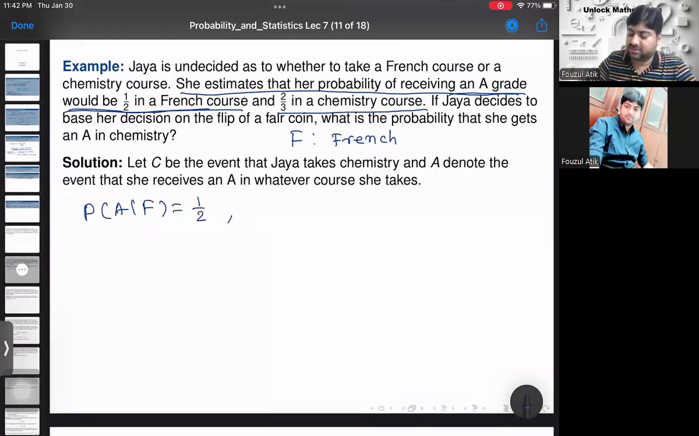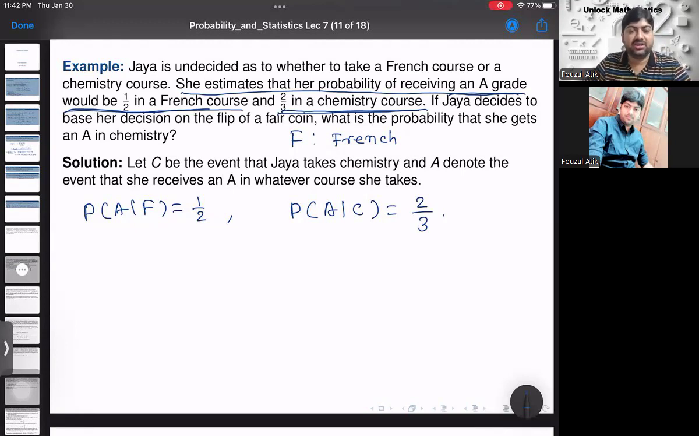It is given already. From the second line, the probability of receiving an A grade is 2 by 3 if she takes a chemistry course. That means, what is the probability that she will get an A grade given that she has taken a chemistry course? It means the probability of A given C, and it is 2 by 3. I hope you understand.